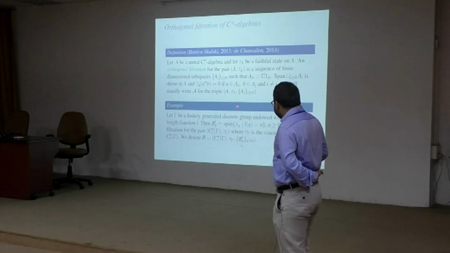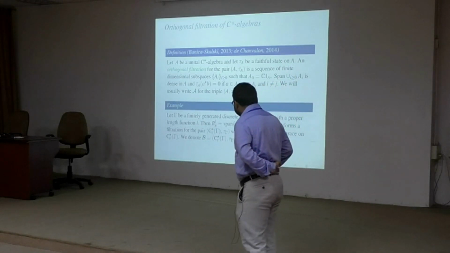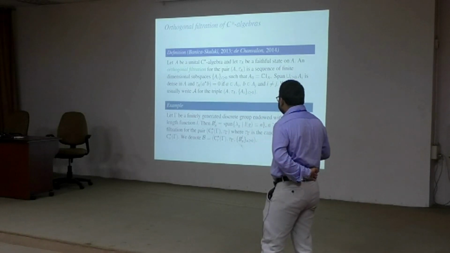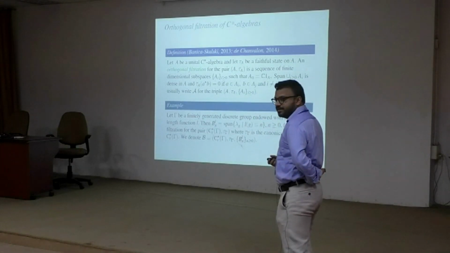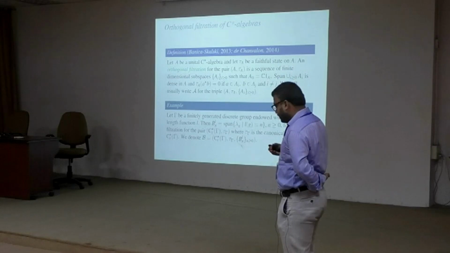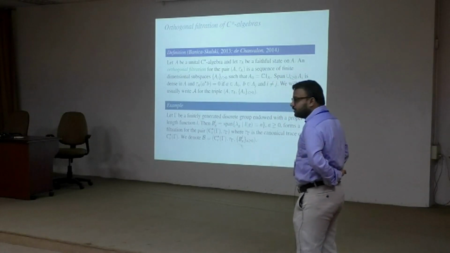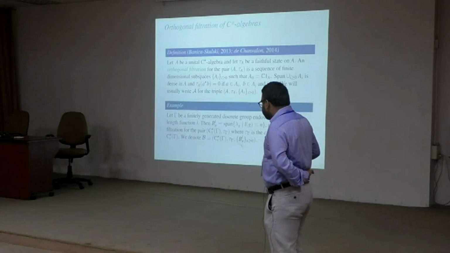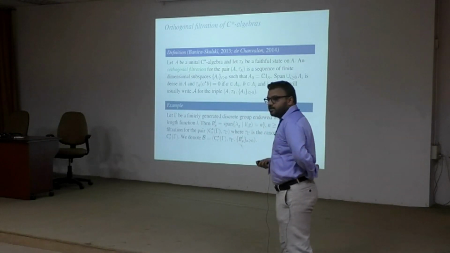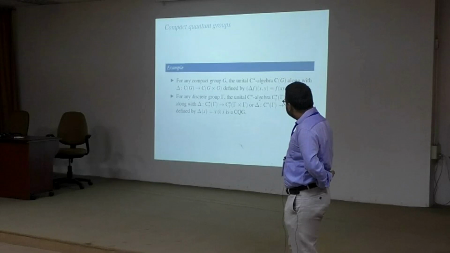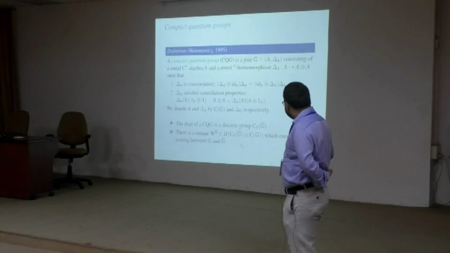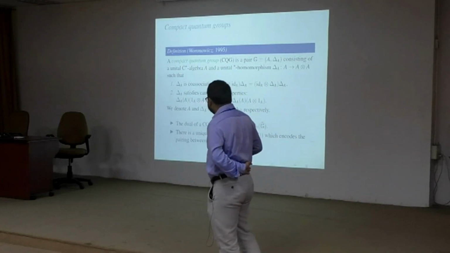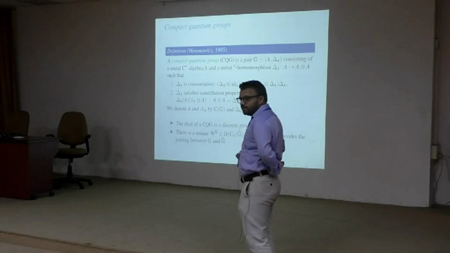Okay, now given an orthogonal filtration, Banica and Skalski managed to construct a quantum symmetry group as a universal object in a certain category. And of course, these quantum groups are compact quantum groups. So this is just a repetition of what we have seen in the morning. It's a standard definition of a compact quantum group.